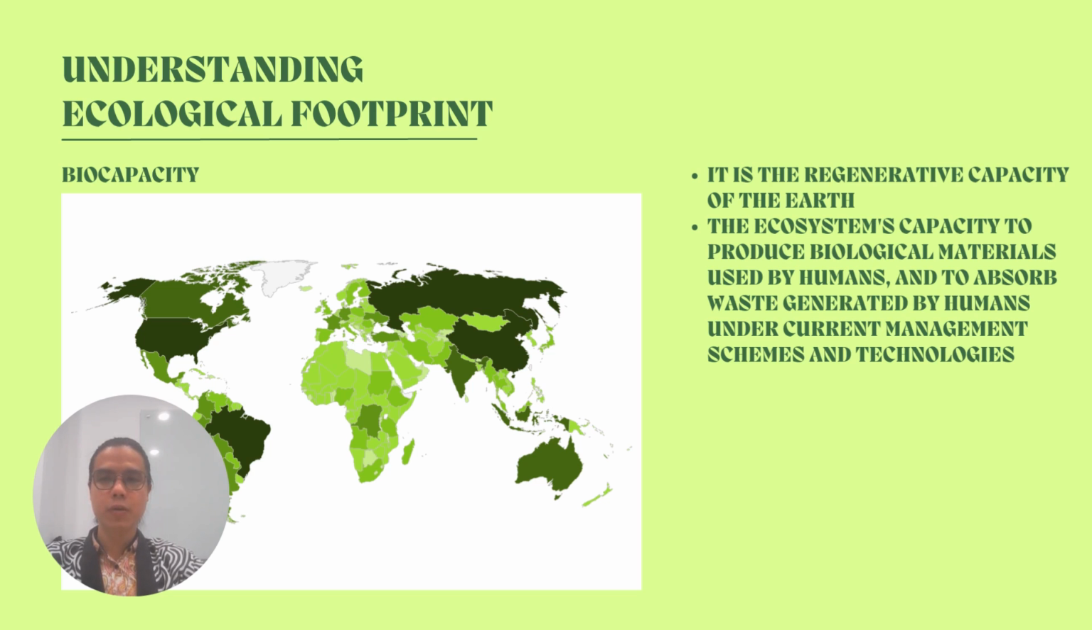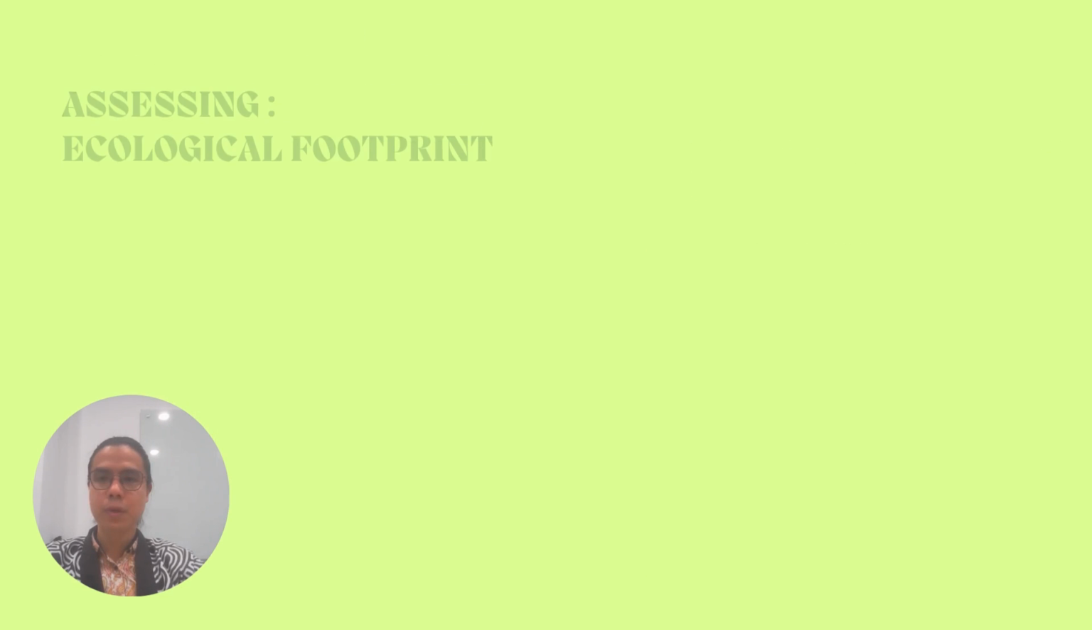When we compare our ecological footprint to the biocapacity, we can see whether we are living within sustainable limits. For example, if our ecological footprint exceeds our biocapacity, it means we are using resources faster than nature can replenish them, a situation that leads to an ecological debit or deficit.